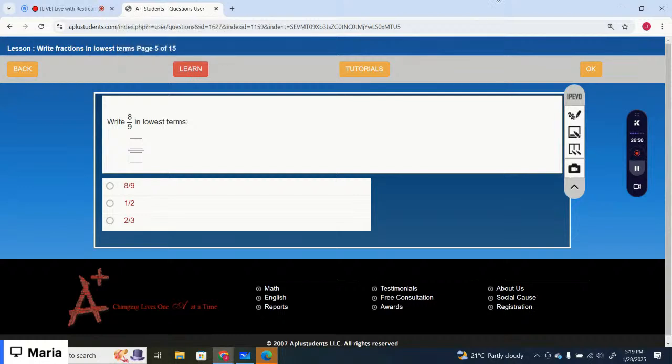Write 8 by 9 in the lowest term. 8 by 9 is already in the lowest form. We do not have any number that can divide both numerator and denominator. So 8 by 9 is already in lowest term.